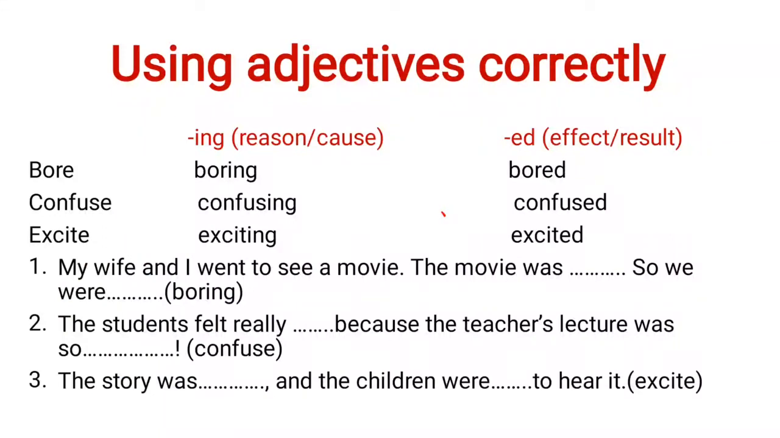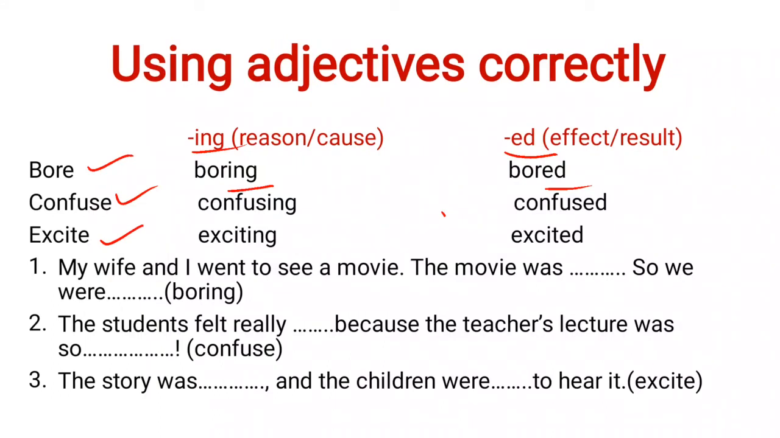In English, there are lots of descriptive adjectives. Some of them are formed from nouns, verbs, and even from other adjectives. Here, you will notice that these three verbs, bore, confuse, and excite, can be turned into adjectives by adding ing or ed. But here, we need to understand how to use ing and ed forms of adjectives correctly in our sentences. Now, you can easily understand this with the help of some examples which have been written on the screen.